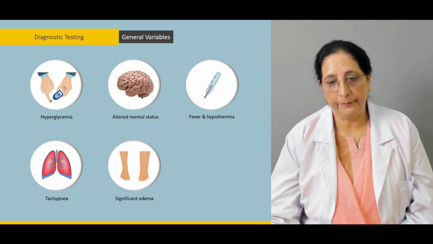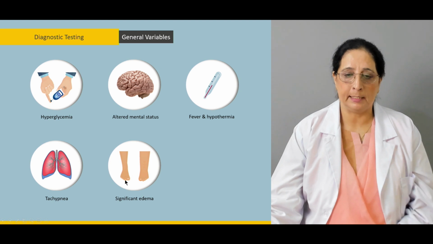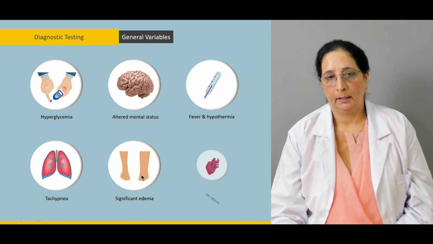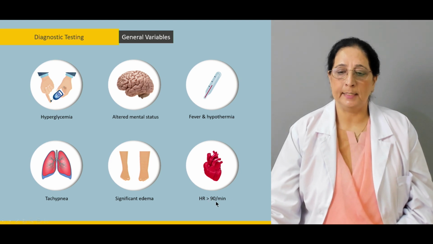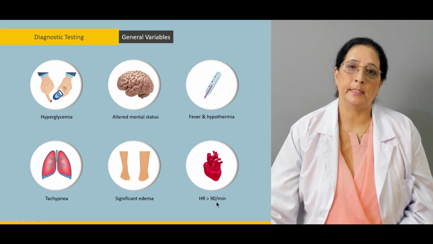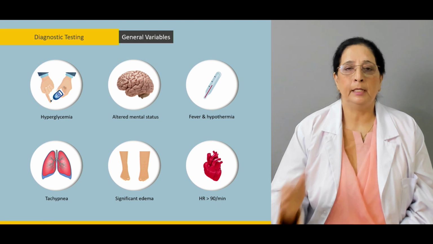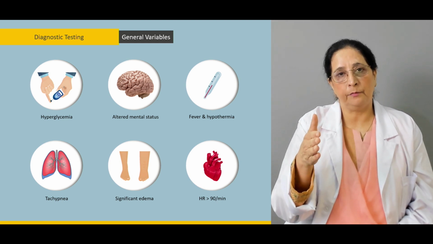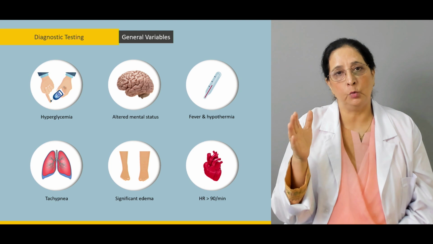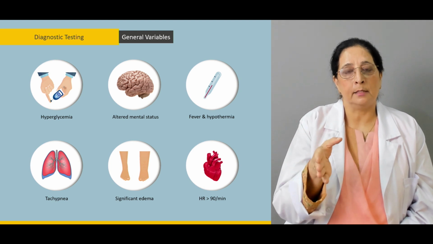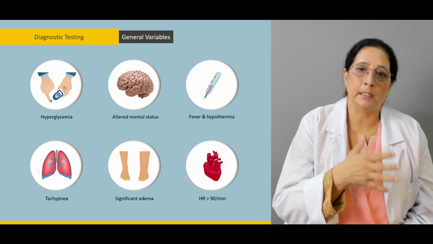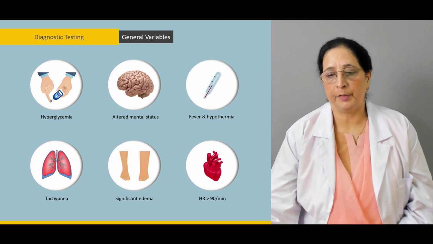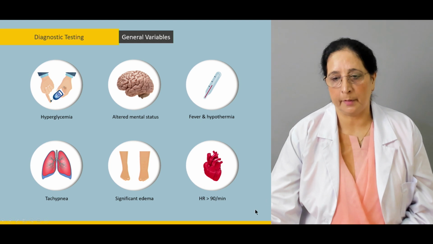Then there is significant edema, swelling is present. And then there is heart rate more than 90 per minute, so there is tachycardia. The normal range for heart rate is 60 to 90 per minute. So above 90 is tachycardia, below 60 is bradycardia. So heart rate is more than 90 per minute.